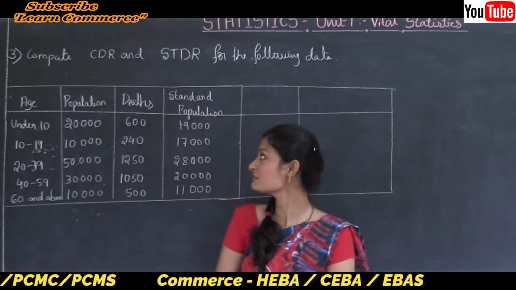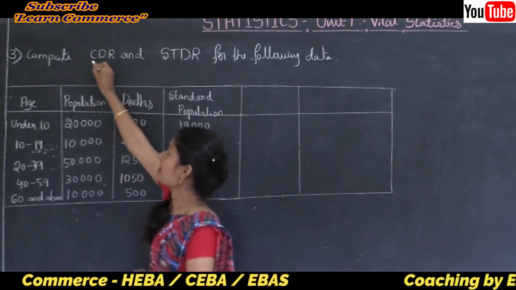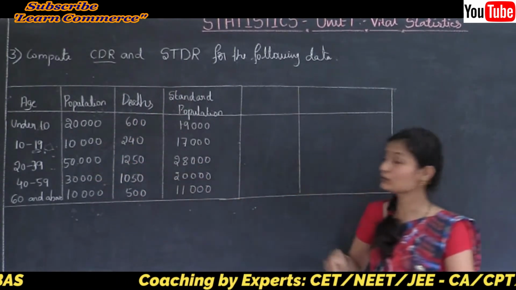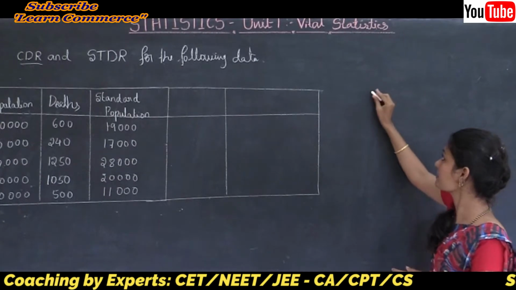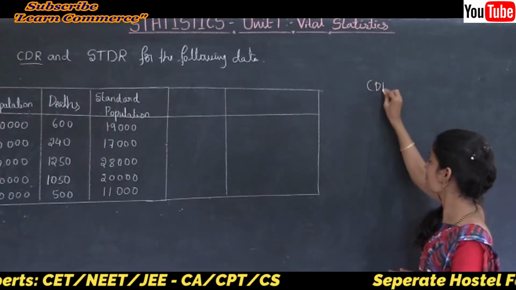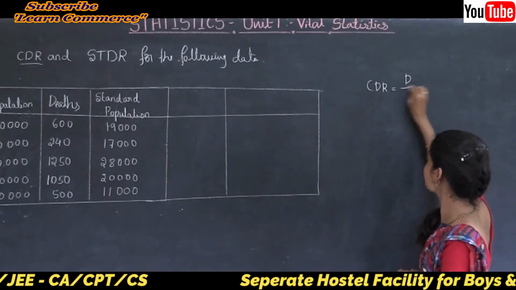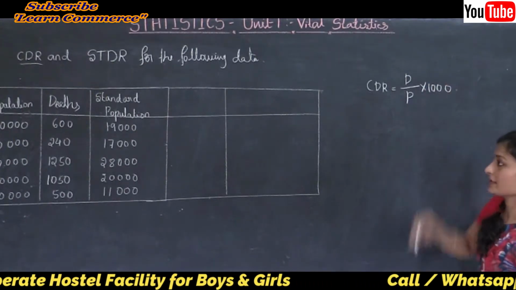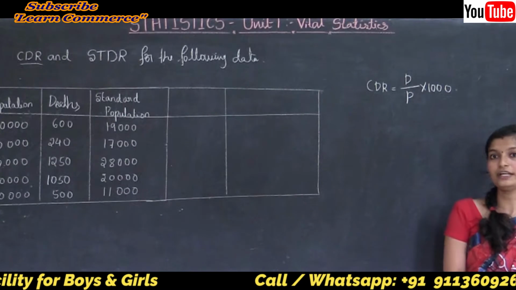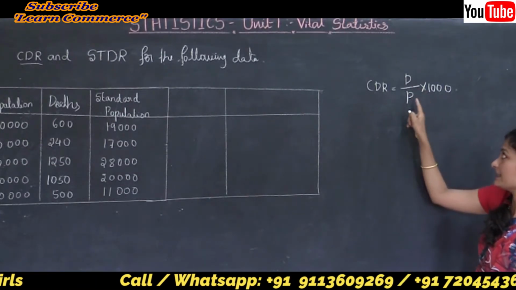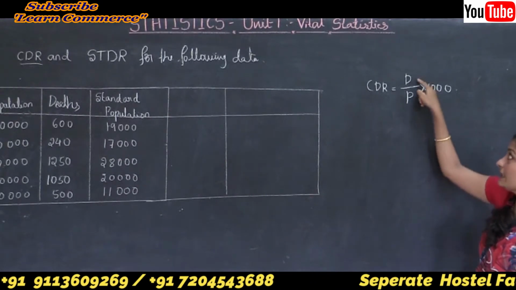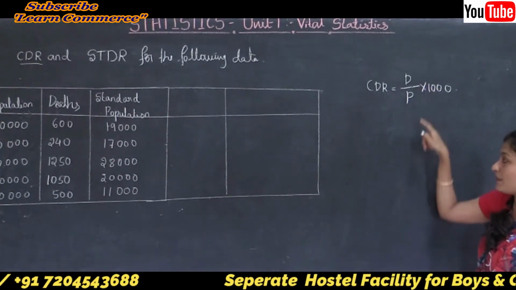First we need to calculate CDR. CDR is nothing but crude death rate. To calculate crude death rate, the formula is CDR is equal to deaths divided by population into 1000. First we need to calculate the total of deaths, next the total of population. After that I will substitute the total of deaths and total of population into this formula.